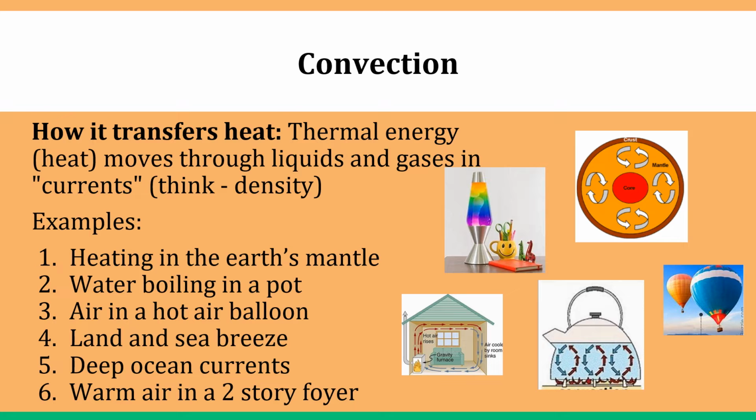So again, the Earth's mantle is a great example, and we talked about that. Water boiling in a pot. The water that's closest to your unit or your gas or your stove is going to heat up the fastest. It's going to get really hot and it's going to rise. When it gets toward the top, it's going to cool off a little bit. It's not going to get cold, but it's going to cool down a little bit more than the water on the bottom, so it's going to fall. And that's going to create the circulation that we know as boiling water.